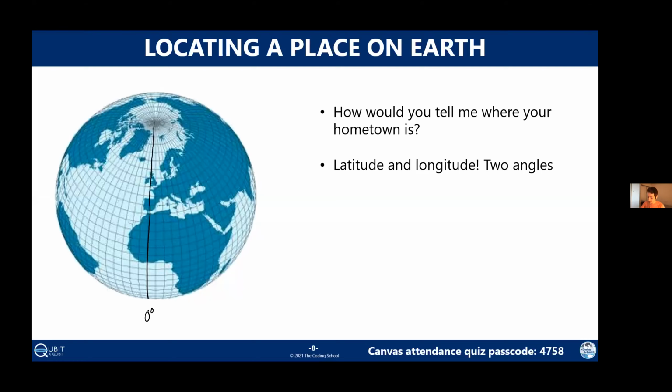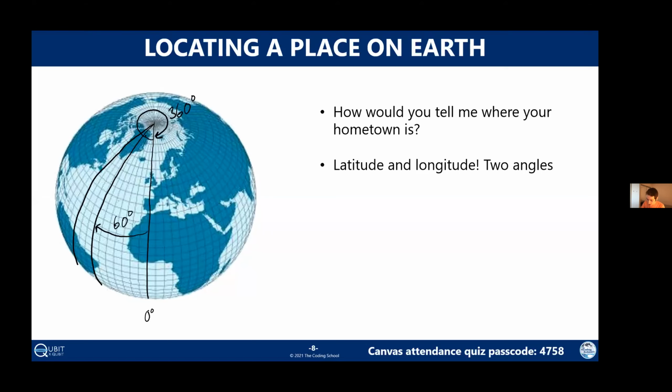Now, you can tell me which of these vertical lines drawn on the globe your home city is on by giving me a number of degrees away from 0. So the whole circle here is 360 degrees. You can just divide that up into even portions. And then I could tell you, hey, my hometown is maybe 60 degrees away from 0, and that is fair.